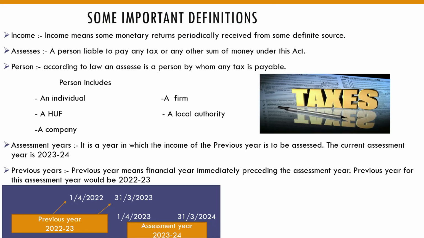Some important definitions: income. Income means some monetary returns periodically received from some definite source. Assessee: a person liable to pay any tax or any other sum of money under this act. Person: according to law, an assessee is a person by whom any tax is payable. Person includes an individual, a HUF, a firm, a local authority, a company. Assessment year: it is a year in which the income of the previous year is to be assessed. The current assessment year is 2023-24. Previous year means the financial year immediately preceding the assessment year. Previous year for this assessment year would be 2022-23.